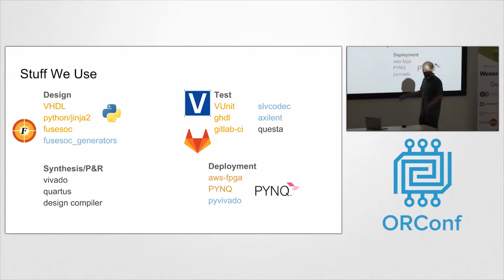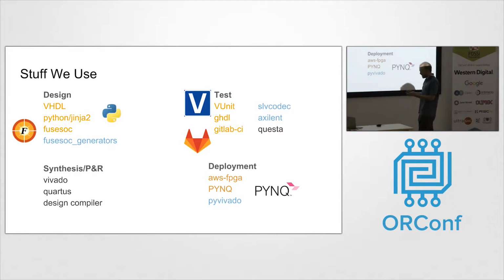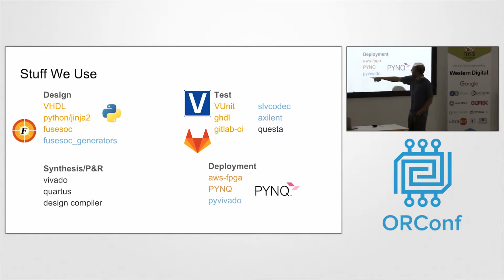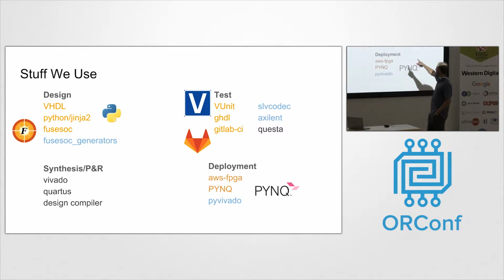So just the big picture of the stuff we're using. Stuff for doing the designs, stuff for testing, synthesis, place and route, and then deployment is actually more part of testing because we just sell IP cores. We don't actually deploy stuff to FPGAs.